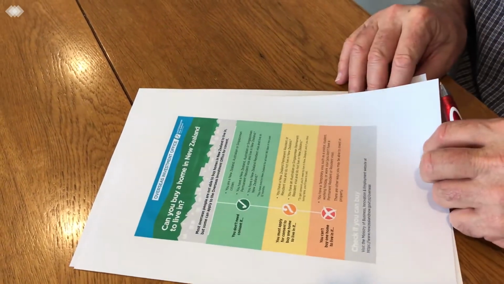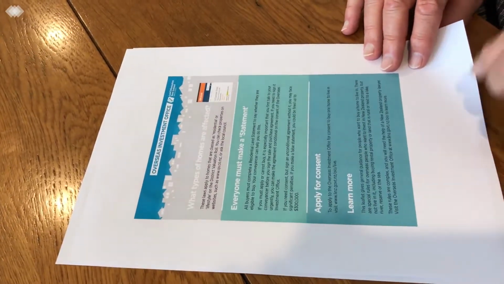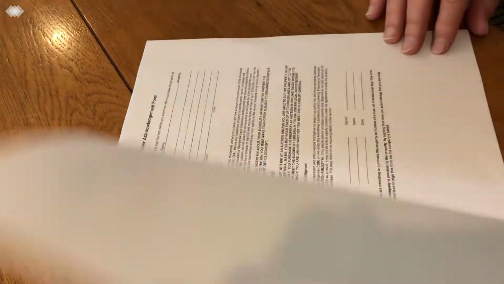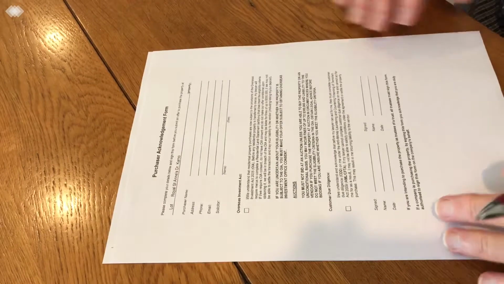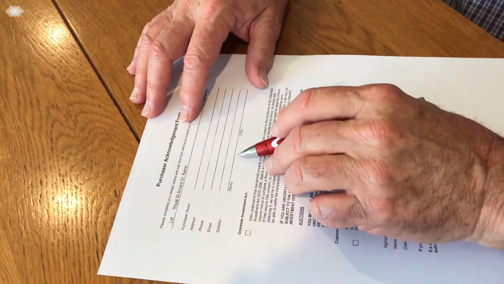You can do it, but you've got to go through an OIA process, which is the Overseas Investment Office, and that takes quite some time. So here's the Overseas Investment Office form here. Everyone must make a statement which is attached to their contract for sale and purchase, and this is the statement here. So just assume that I've filled this out with the purchaser's name and my solicitor.